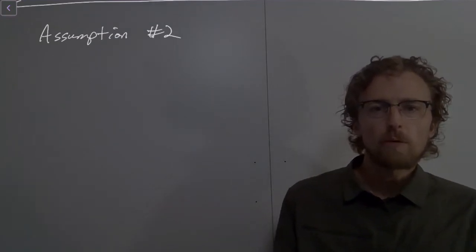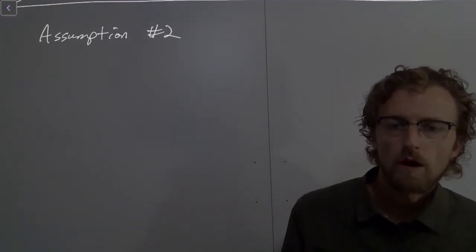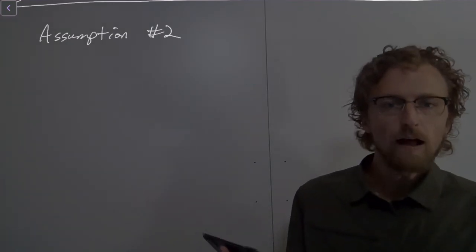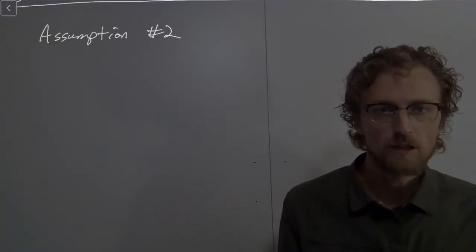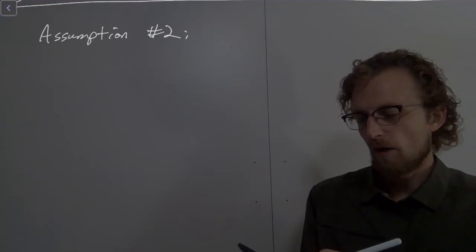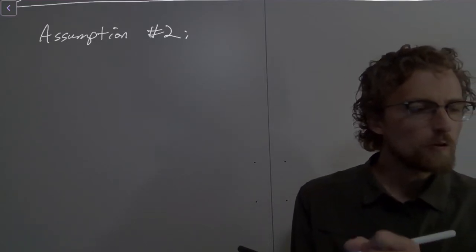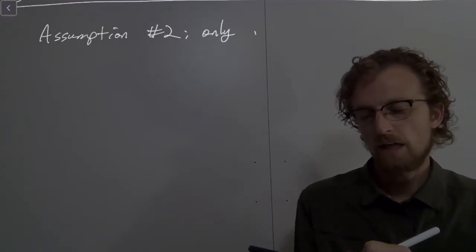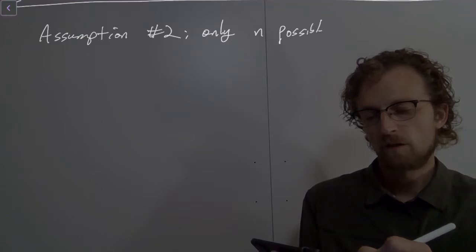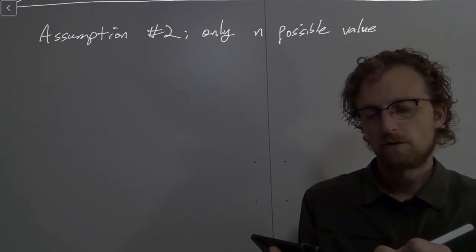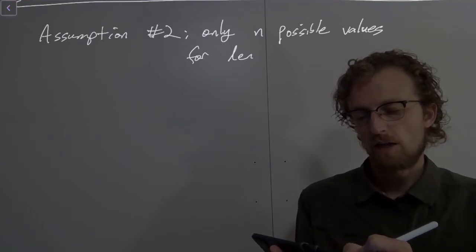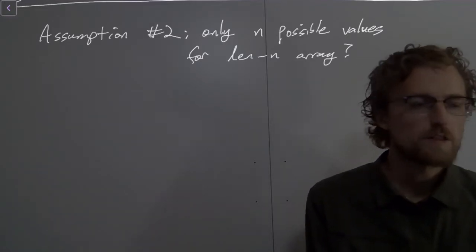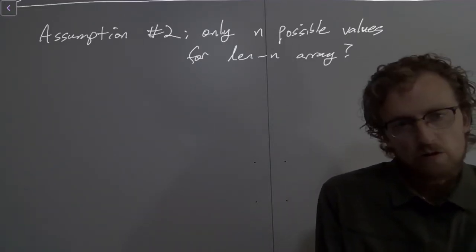So here's our assumption number 2. Rather than the number of possible array elements being large, what if for an array of size n, we have a library or an alphabet of exactly n values that the array could take? So what if an array contains only n possible values for a length n array? Like I said, I'm not going to try to justify that this is a reasonable assumption, but let's see if this changes anything.